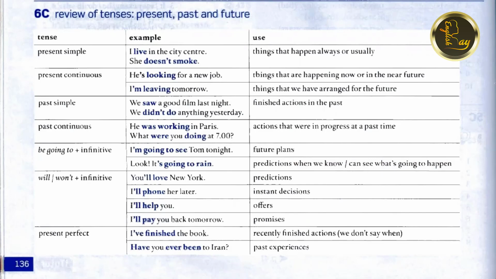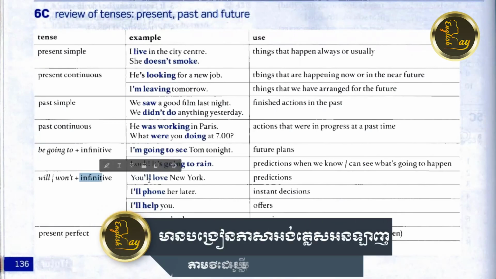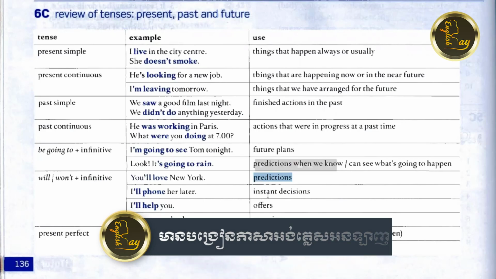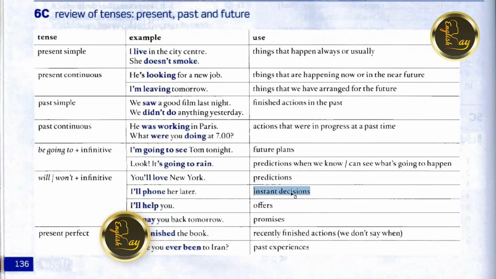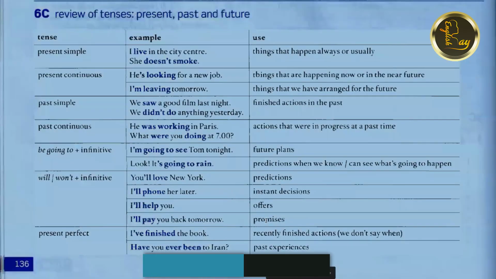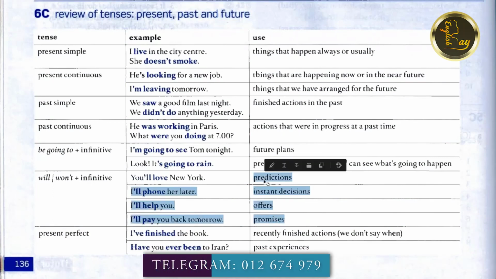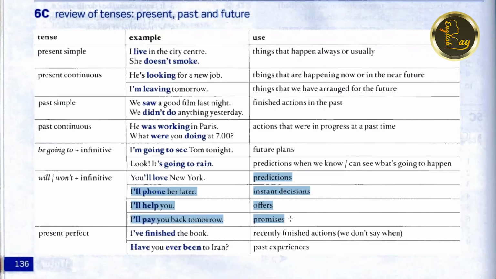One more. You'll love New York. I'll phone her later. I'll help you. I'll pay you back tomorrow. So the form of will plus infinitive has different uses. The first one we can use for prediction. The second one we use for an instant decision, with no plan. And we can use it for offers, and also for promises. So will can be used for four things: prediction, decision, offers, and promises.